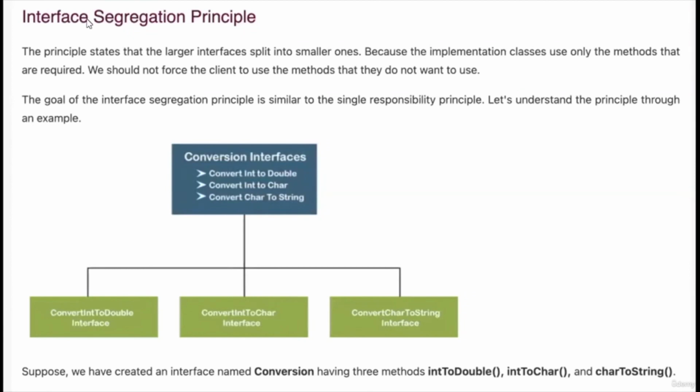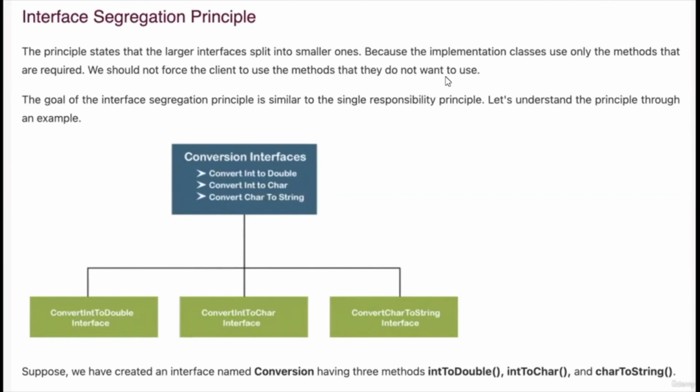So in this way, we can use the Liskov Substitution Principle to achieve the desired design. Interface Segregation Principle. The I in SOLID stands for Interface Segregation Principle. This principle states that a larger interface should be split into smaller ones because the implementation classes should use only the methods that are required. We should not force clients to use methods that they don't want to use. If a class is implementing a very big interface and there are some methods which that class or group of classes will not be using, then it's better to segregate them into a separate interface.